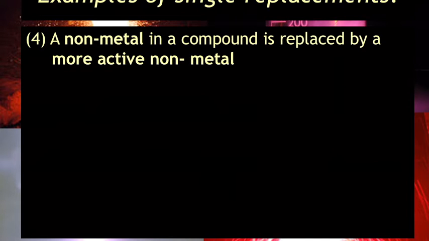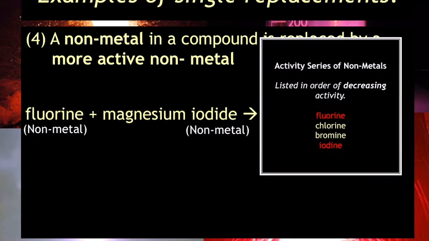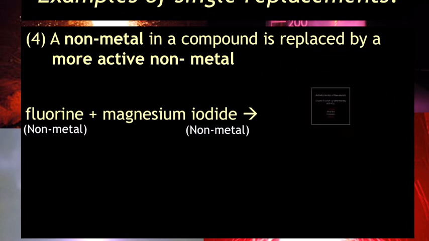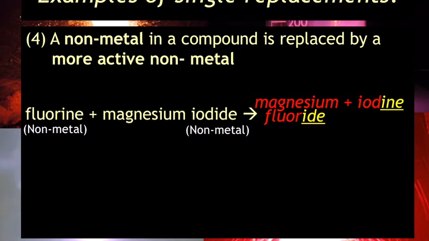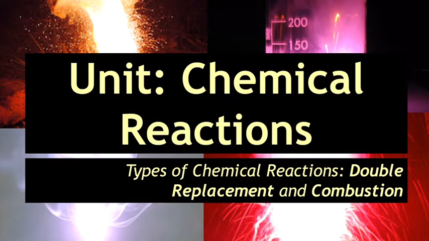And lastly, a nonmetal in a compound is replaced by a more active nonmetal. So fluorine plus magnesium iodide. The reactivity series of nonmetals is much shorter and simpler. Fluorine is in fact above iodine. So we end up with magnesium fluoride plus iodine. Make sure to keep an eye on those endings.